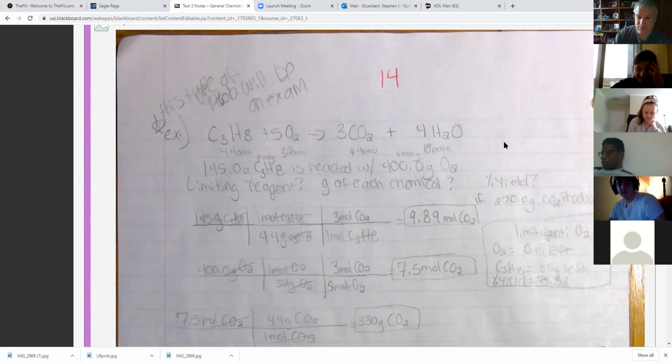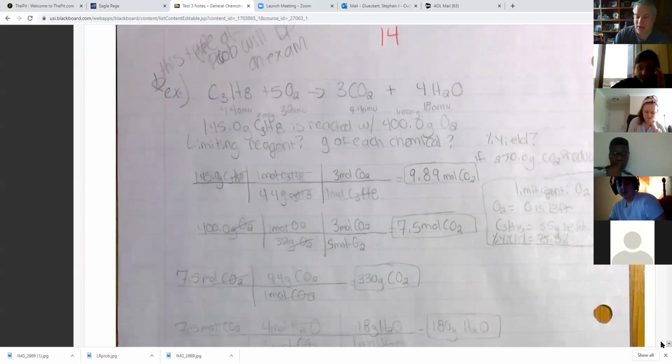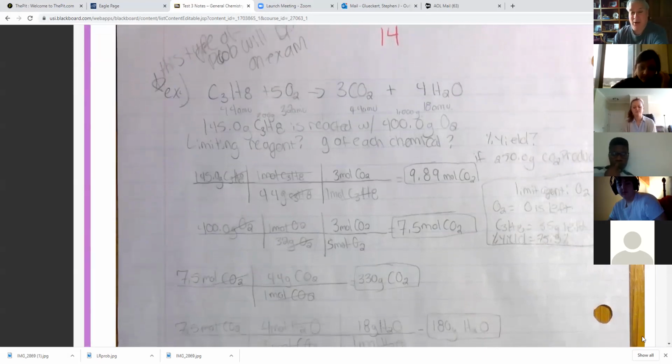One of the first things you might want to do to help yourselves out is just get your molecular weights down. C3H8 is 44, so 44 AMUs per molecule or 44 grams per mole. Oxygen's 32, CO2 is 44, H2O is 18. All right, so let's talk ourselves through this.